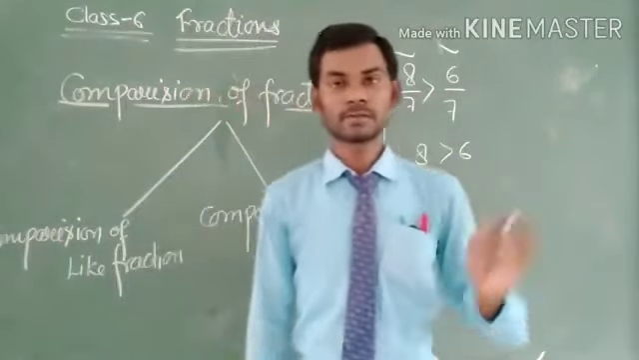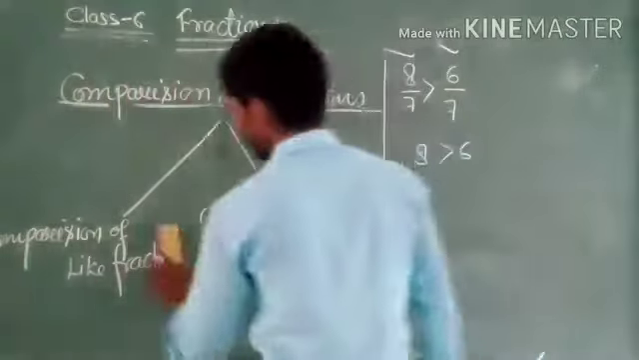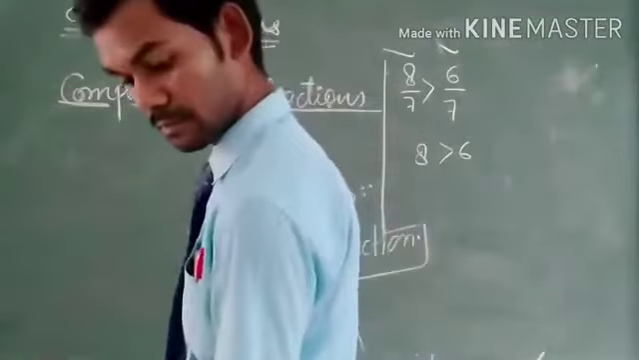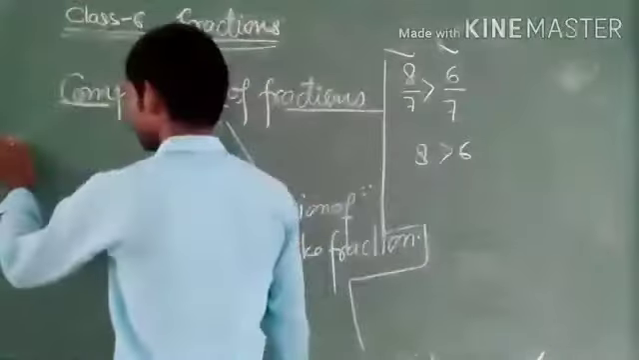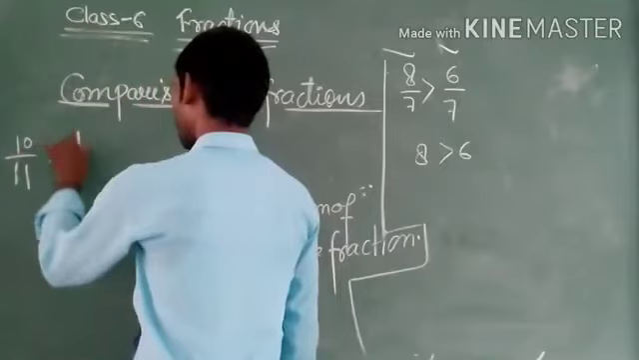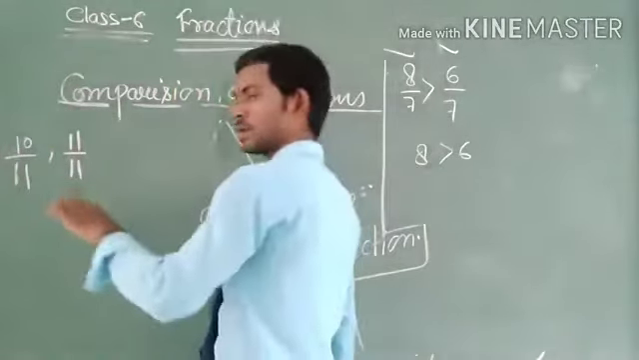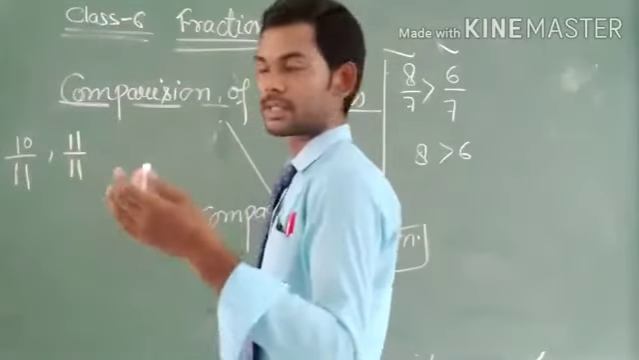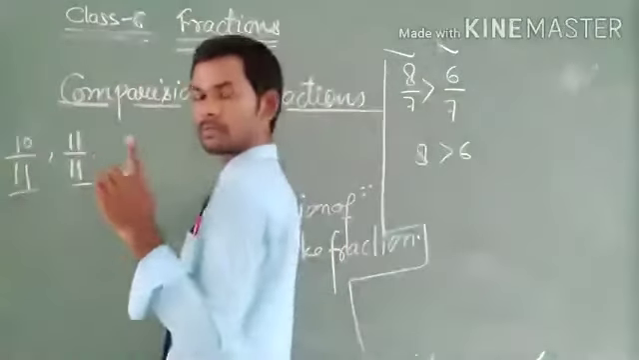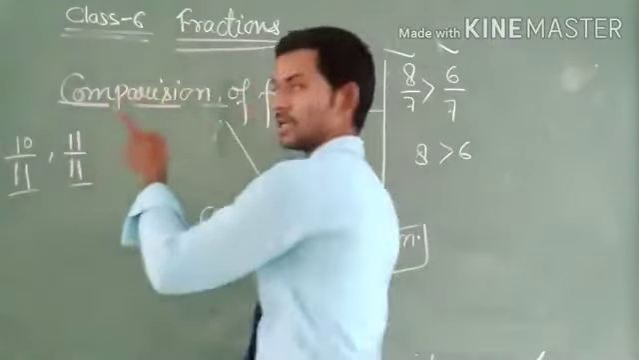I hope it is clear. Let's see one more example of comparison of like fractions. If I write here 10 upon 11 and 11 upon 11, then which one will be greater? Then we find that both have the same denominator, that is why these two fractions are like fractions.